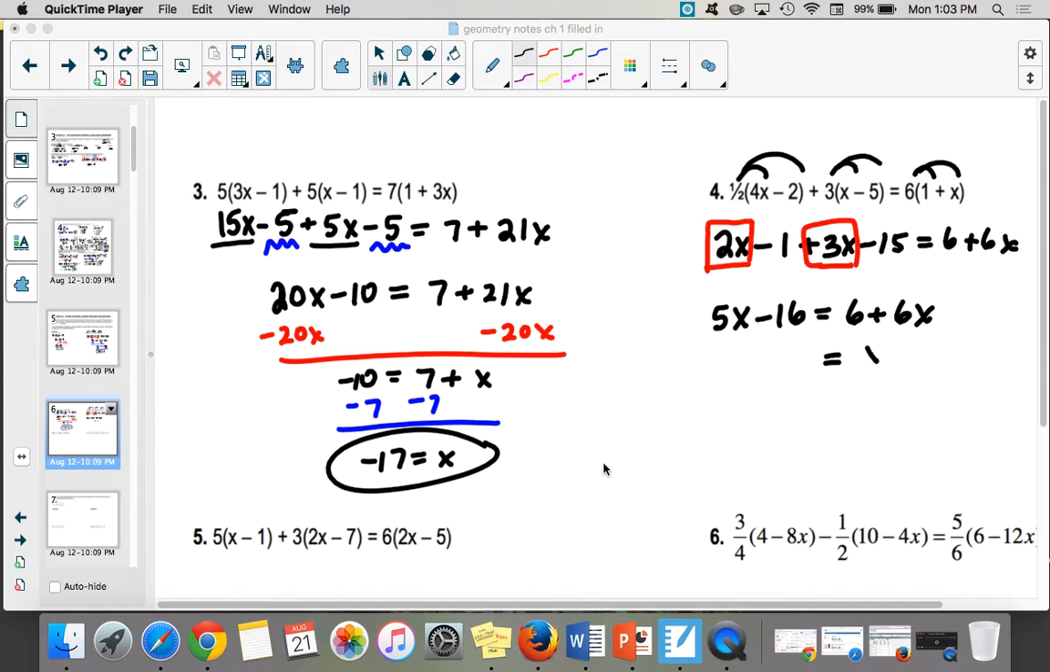Subtract our 5x over and we get x. And then subtract the 16 and we should get negative 22. Did you guys all get negative 22? All right, good.